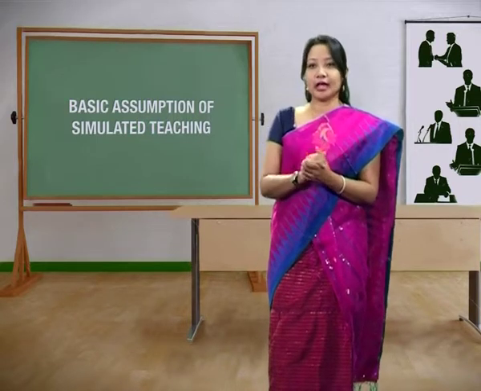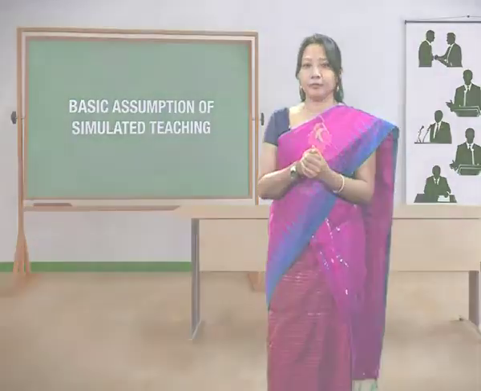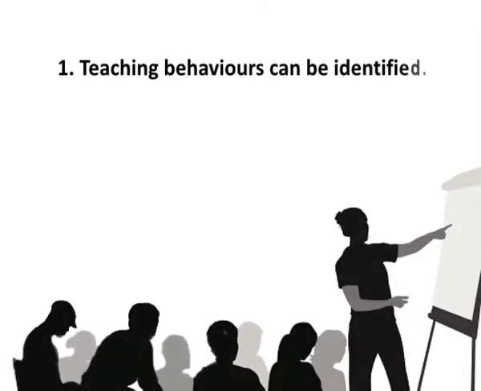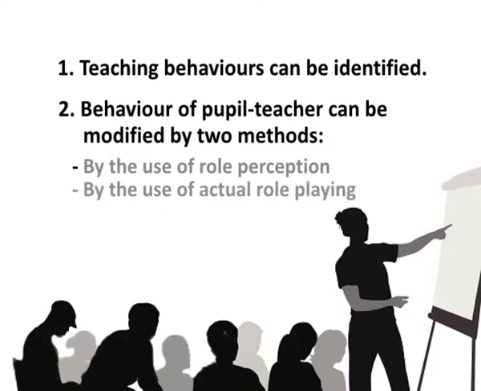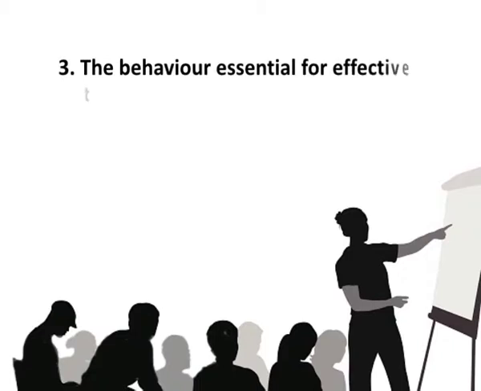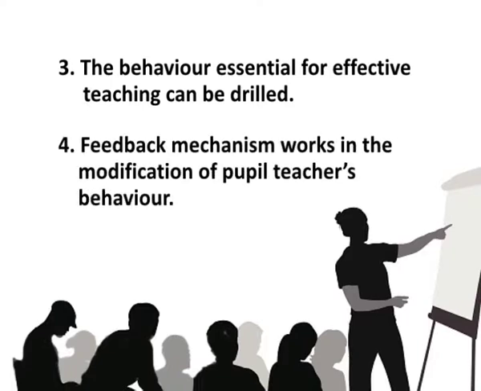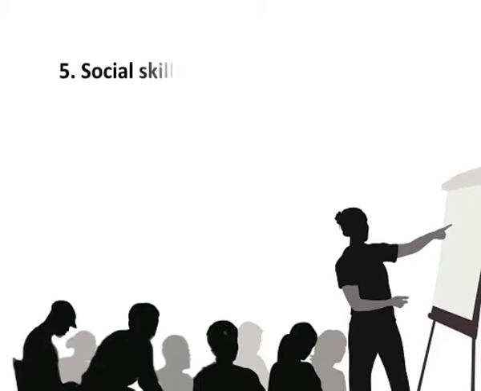The basic assumptions underlying simulated teaching are: number 1, teaching behaviors can be identified. Number 2, behavior of the pupil-teacher can be modified by two methods, that is, by the use of role perception and by the use of actual role-playing. The third assumption is that the behavior essential for effective teaching can be drilled. Number 4, the feedback mechanism works in the modification of the pupil-teacher's behavior. Number 5, social skills can be communicated.